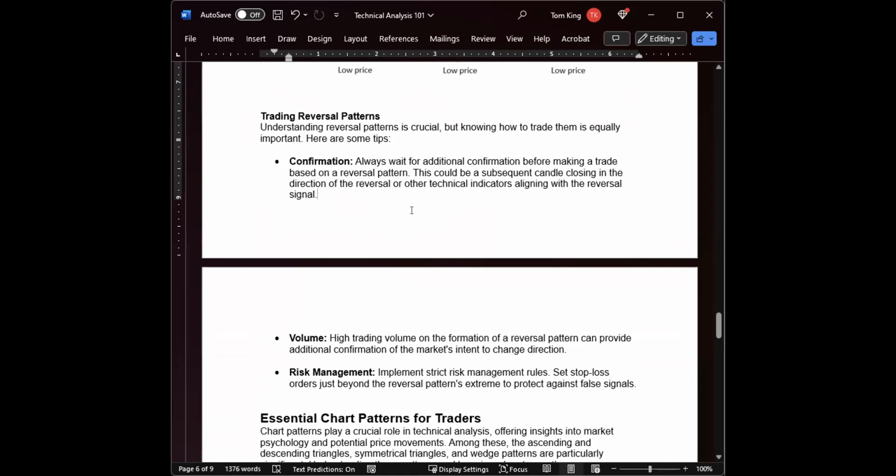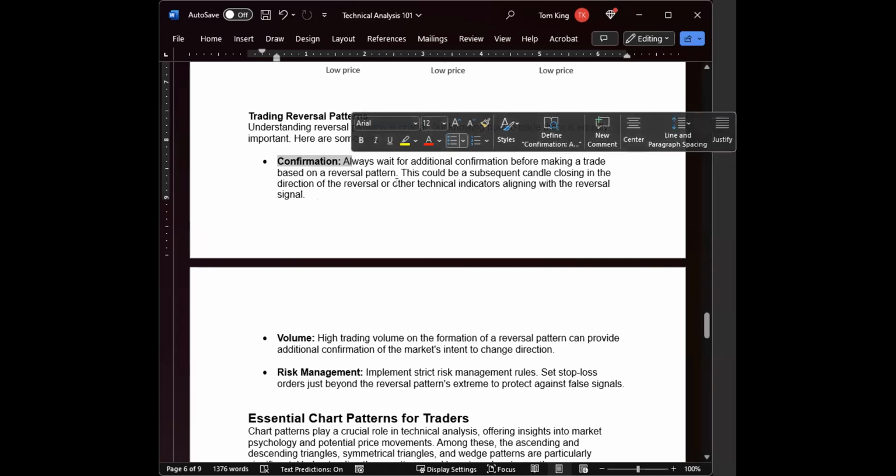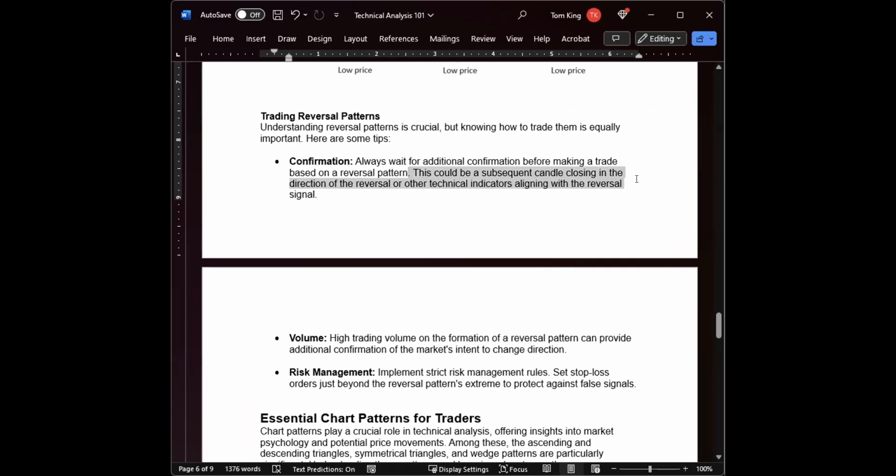I do this not only with candlestick patterns, but I'm also looking at this when I look at the MACD or the Squeeze Pro. One bar doesn't do it for me. I need to see confirmation of a second bar typically to see if this is going to be helpful. So I want to see a subsequent candle closing in the direction of the reversal.